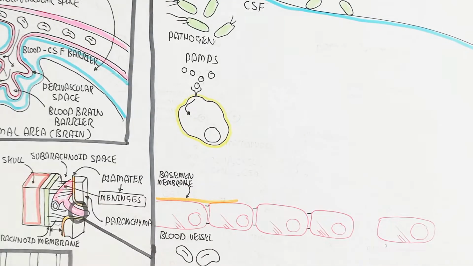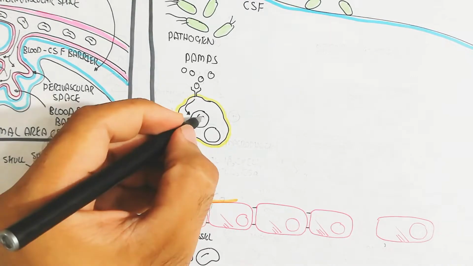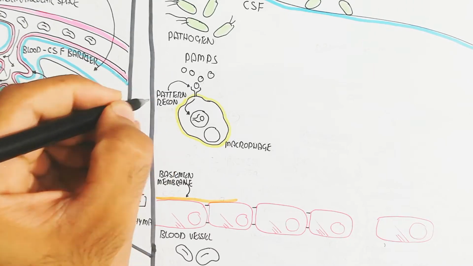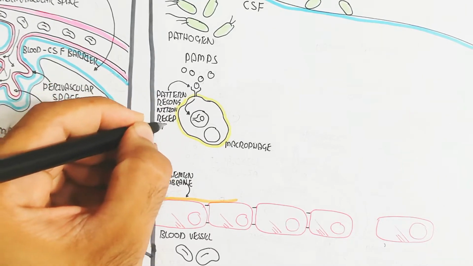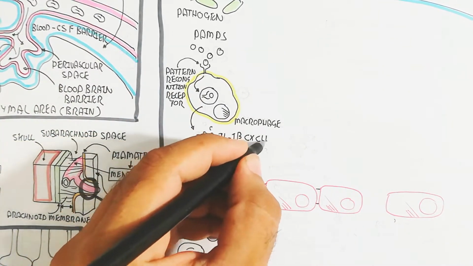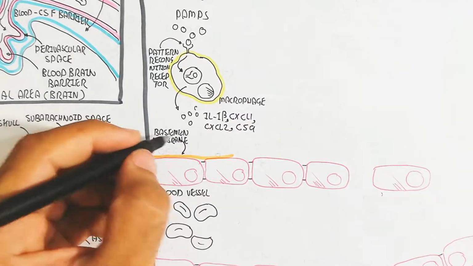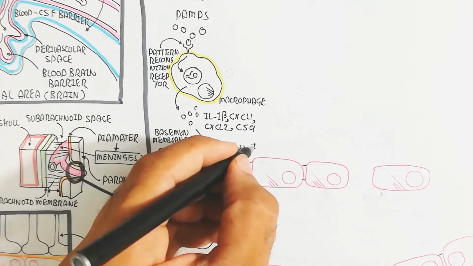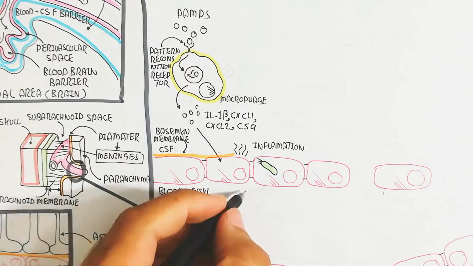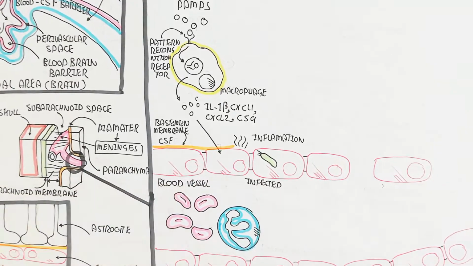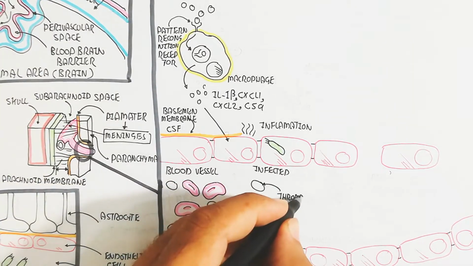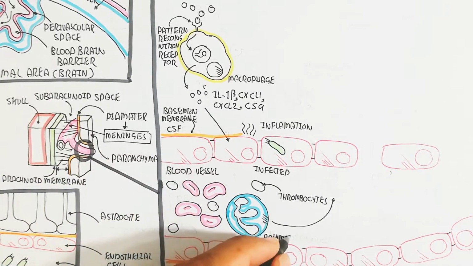So here the pathogen will enter into the cerebrospinal fluid. The pathogen-associated molecular pattern will be recognized through a pattern recognition receptor on macrophages, because macrophages are also present in the cerebrospinal fluid and also move toward the inflammation site to produce interleukin 1 beta, CXCL1 and 2, and C5a. These cytokines will increase the inflammation. Also the infected cell will create inflammation for recruitment of the neutrophil, also known as the polymorphonuclear granulocyte.